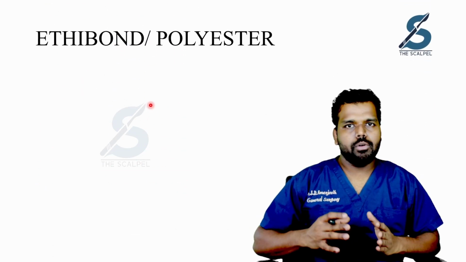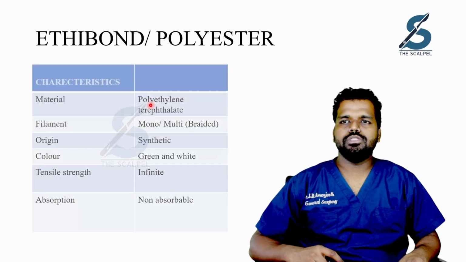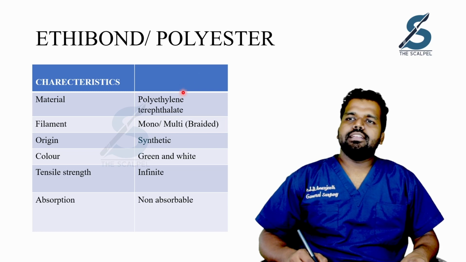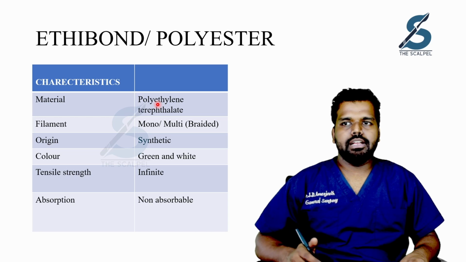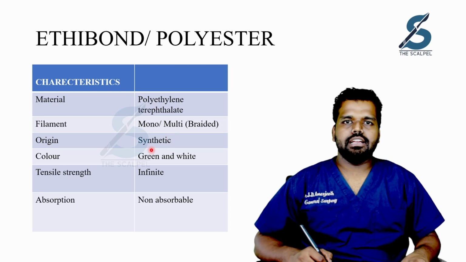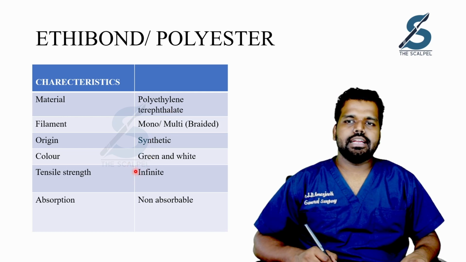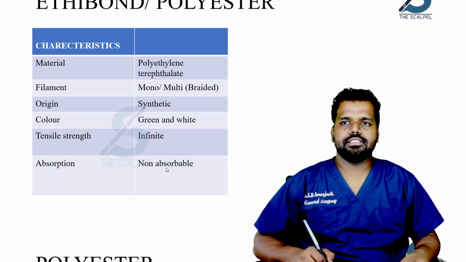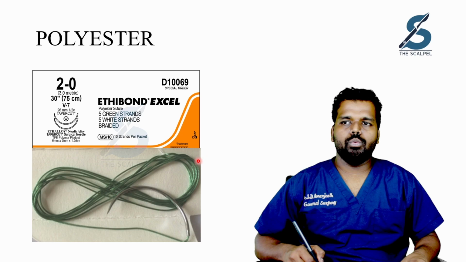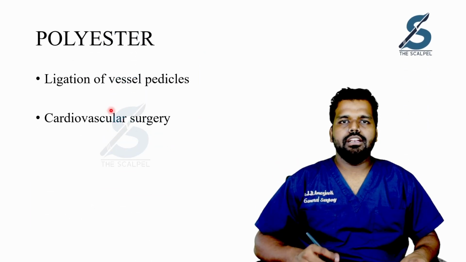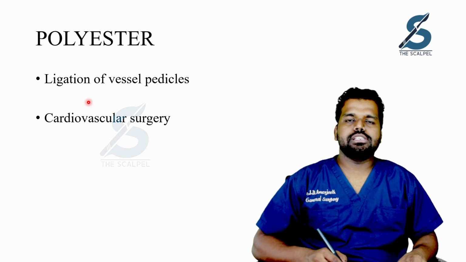Next we'll be discussing about Ethibond or polyester and linen. So these are not very commonly used. The material is polyethylene terephthalate. It's a monofilament or sometimes multifilamented suture material. Synthetic. Usually it's green and white in color. And as you can see, the tensile strength and absorption rate, it's infinite. And this is how the suture material looks like. You can appreciate the white and green color, and it is usually used for ligation of vessels and also used in cardiovascular surgery.